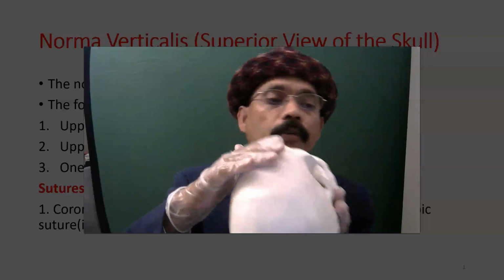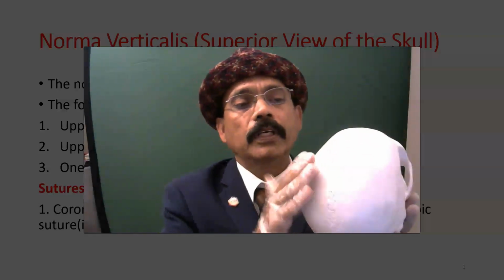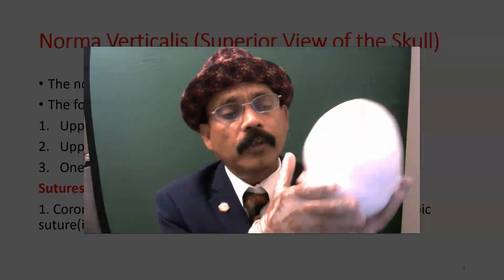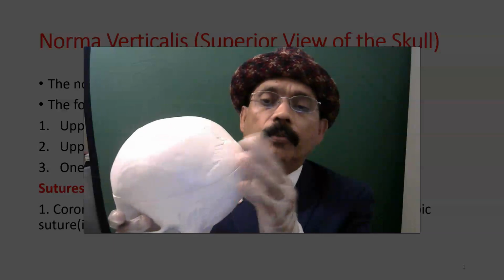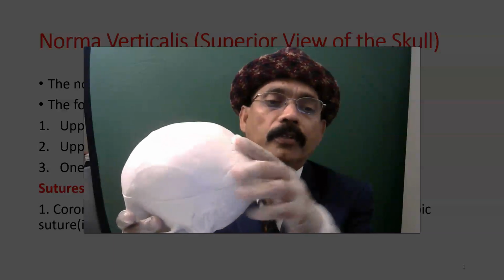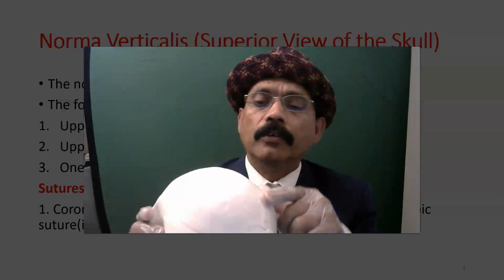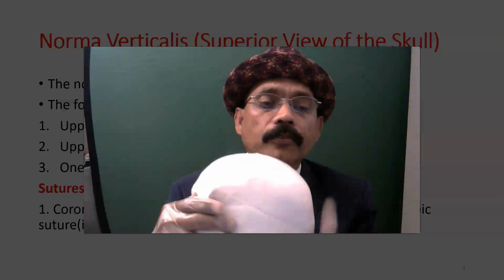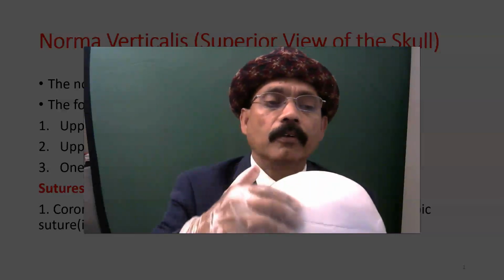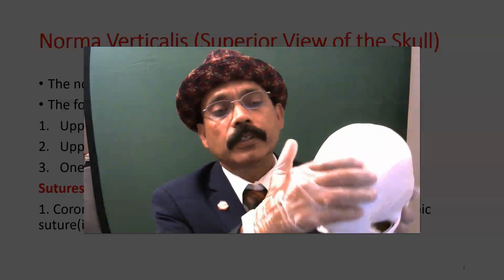We have the frontal bone here, then on two sides we have the parietal bones, one here and another one here, and posteriorly we have the occipital bone. Here is the upper part of the occipital bone. This is the lambdoid suture here. We have the sagittal suture, and we have the coronal suture here.